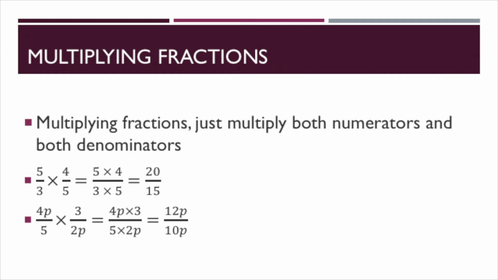To multiply fractions is pretty easy. You just multiply both numerators times both denominators. So if you have 5/3 times 4/5, you take 5 times 4 and 3 times 5, which is 20 over 15. Or if you have, say, 4p over 5 times 3 over 2p, it's 4p times 3 over 5 times 2p, which would be 12p over 10p.